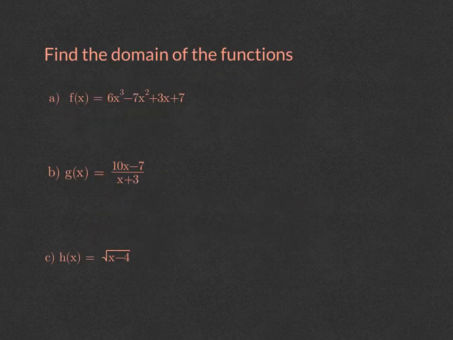Let's find the domain of these functions. The first one says f of x equals 6x cubed minus 7x squared plus 3x plus 7. So remember, as long as our function does not have a rational part or a square root, then the domain of my function is all real numbers.